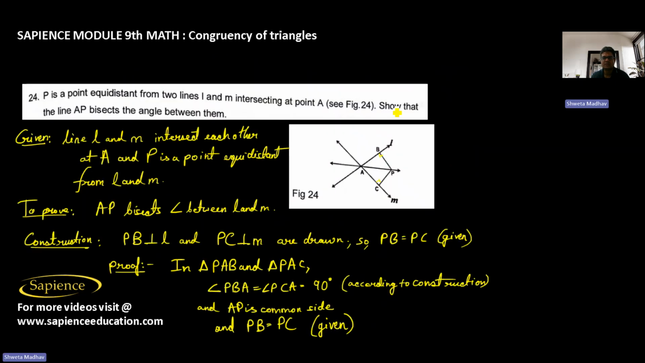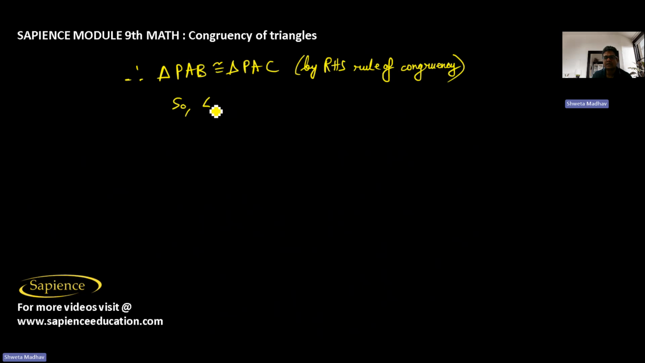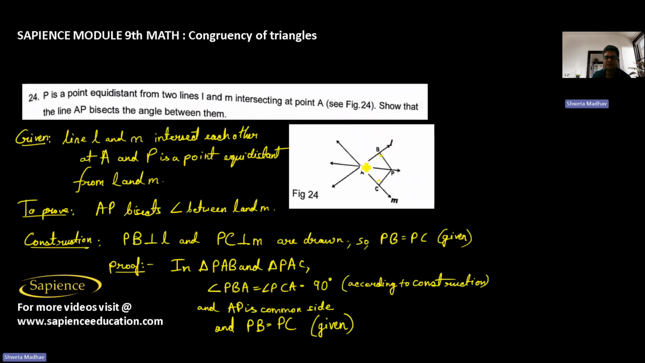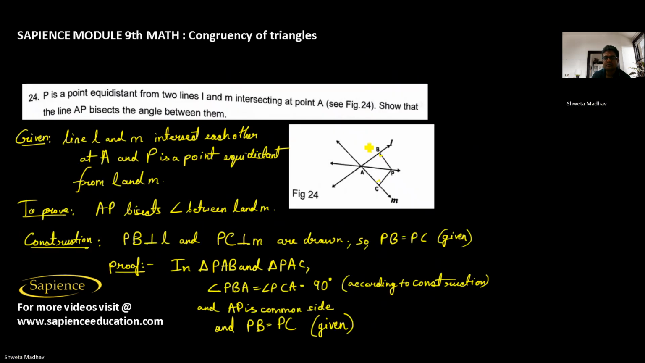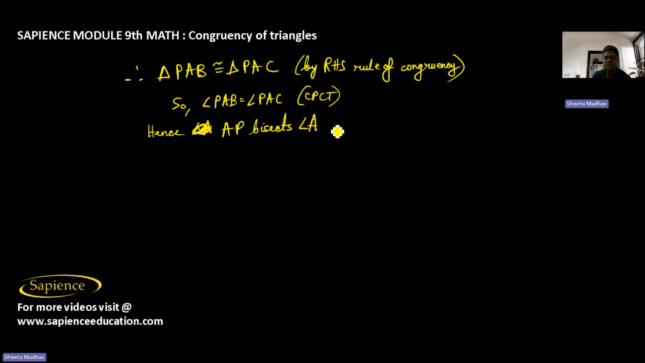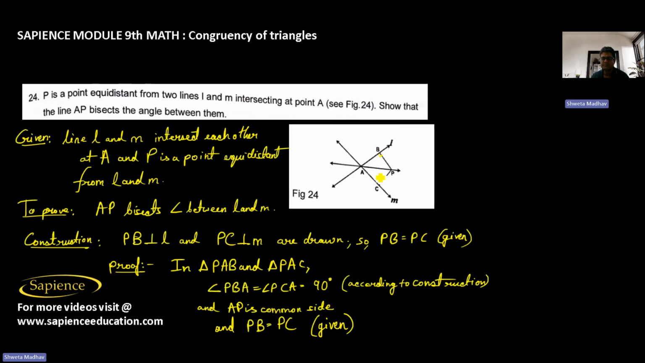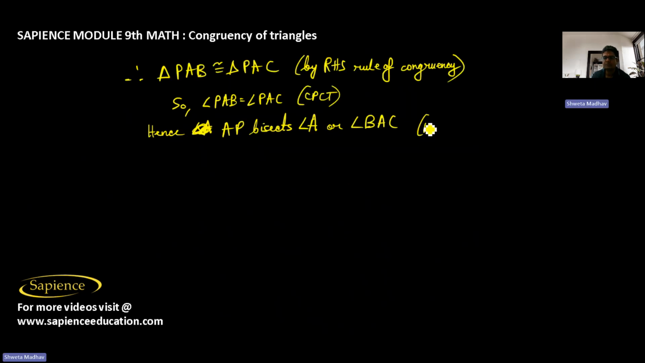And so I can say that angle PAB is equal to angle PAC, by CPCT. So hence we can say that the angle A is bisected by AP, or I can say AP bisects angle A, or the angle between L and M. So hence proved.